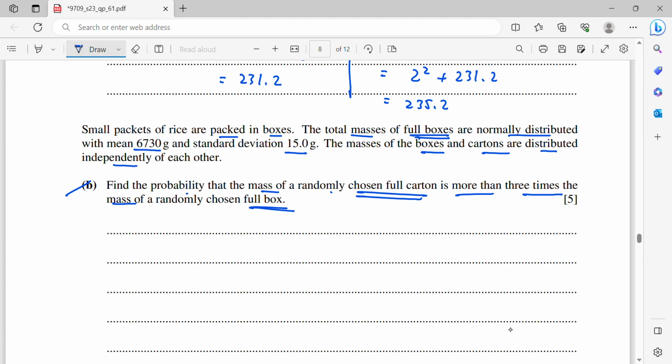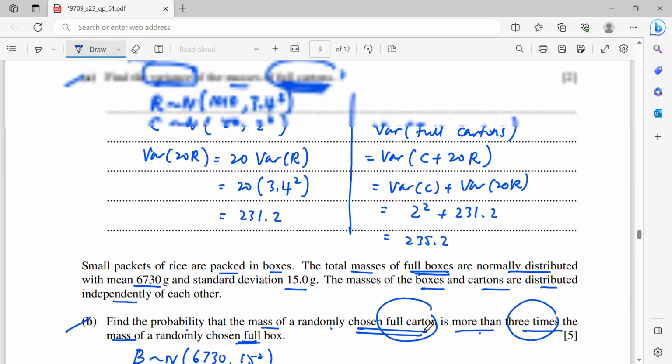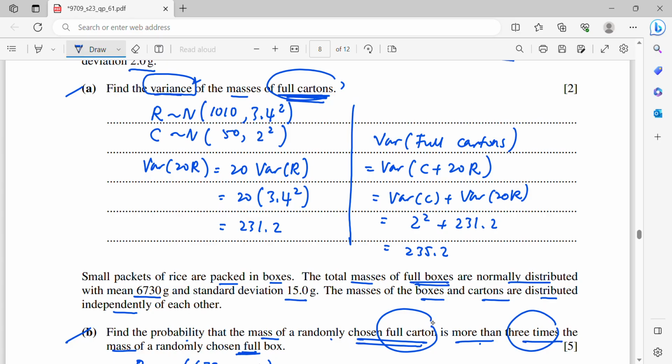So for the box, I will write B. It will be normally distributed, mean 6730, standard deviation 15, so variance is 15 squared. Now I need the full carton to be greater than 3 times the full box. Just now in A, I found the variance of full cartons, but not the mean. So now I need to get the mean or expected value.